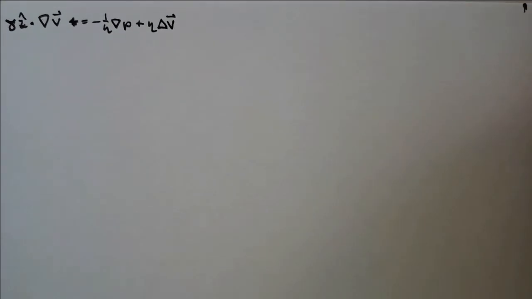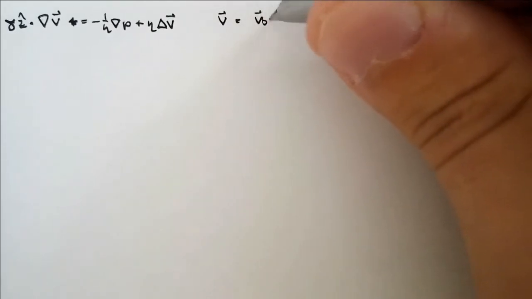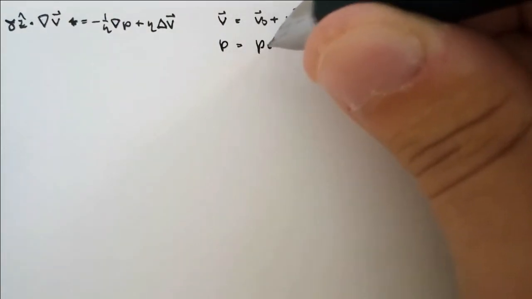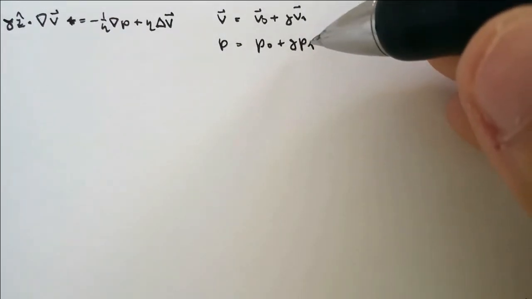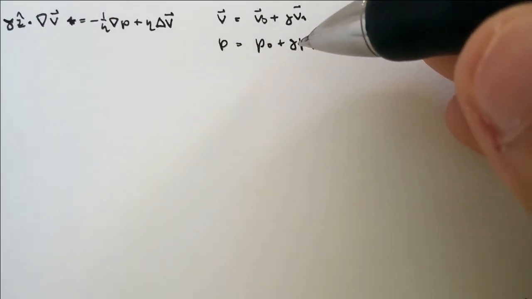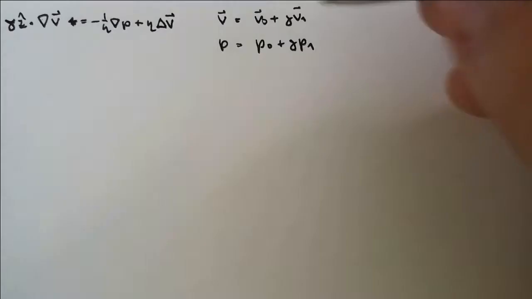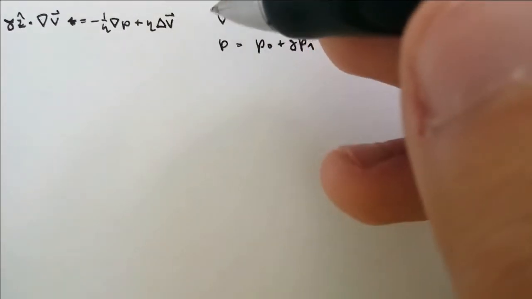This is the equation of the Oseen flow, and if you substitute in v is equal to v0 plus gamma v1, and p is equal to p0 plus gamma p1, you will get the equation for the pressure p1 we are trying to find, if we compare the gamma coefficients. And the equation is this. It's the equation for v.